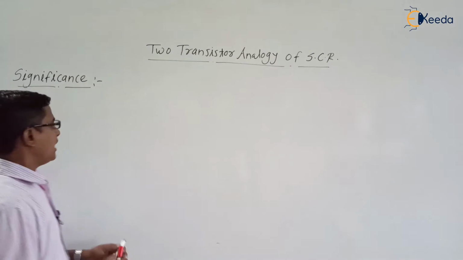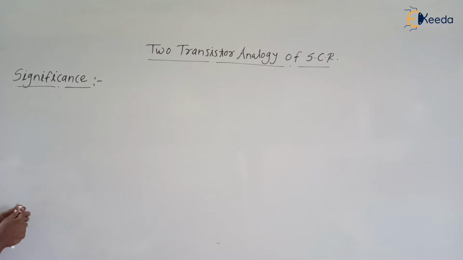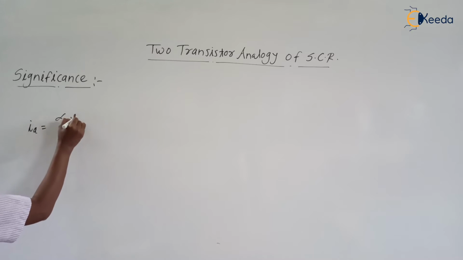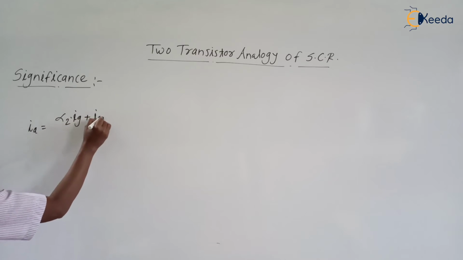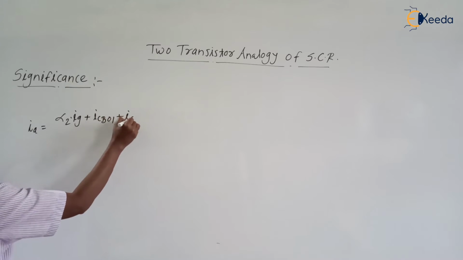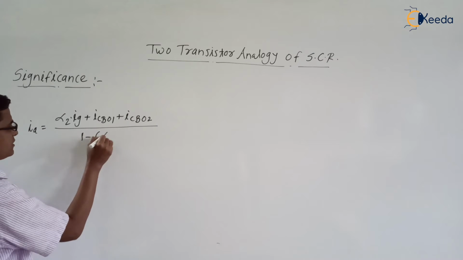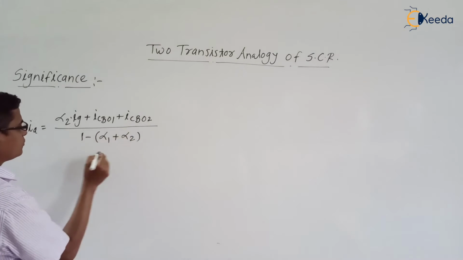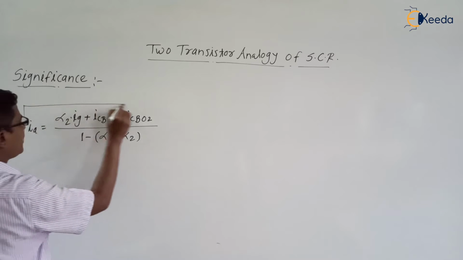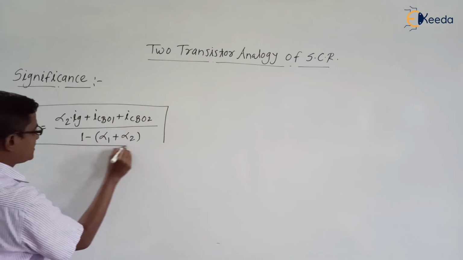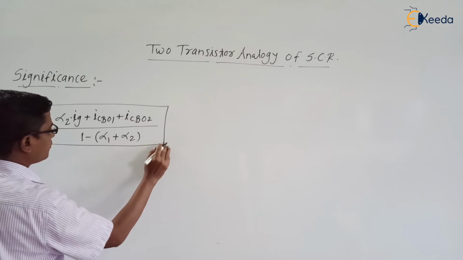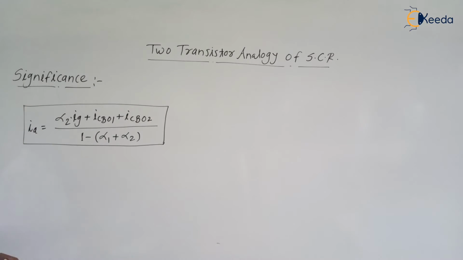So here, as we know, we have the expression for the anode current IA. IA is equal to alpha 2 into Ig plus ICBO1 plus ICBO2, divided by 1 minus (alpha 1 plus alpha 2). This is the expression we derived in the last video. Now, with the help of this expression, we are going to discuss how the current IA changes from leakage current to a high value by circulation of a small gate current.